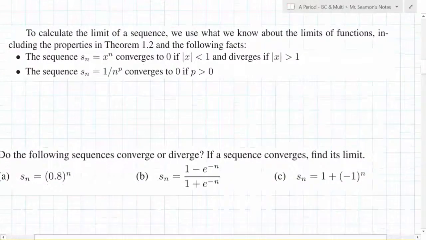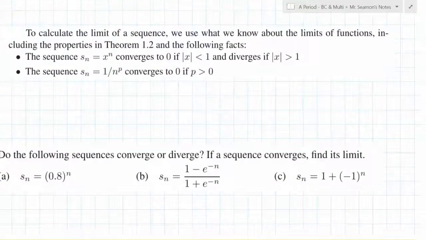This is key here. To calculate the limit of a sequence, we use what we know about limit functions, including the things in theorem 1.2 and the following facts. So here's the thing. You can be really, really, really sure of something, but proving it true is totally different. Do you understand what I'm saying? And there are many things. This happens all the time in your math career. It's happened many times, where you've been presented with something as true that you didn't know really does need a proof.